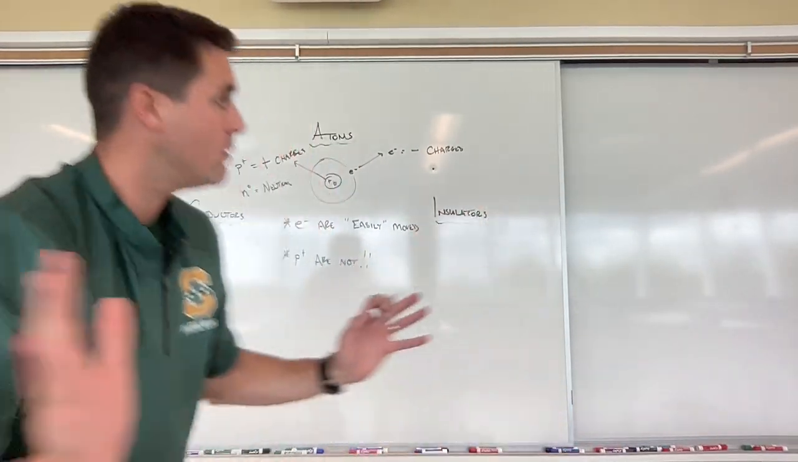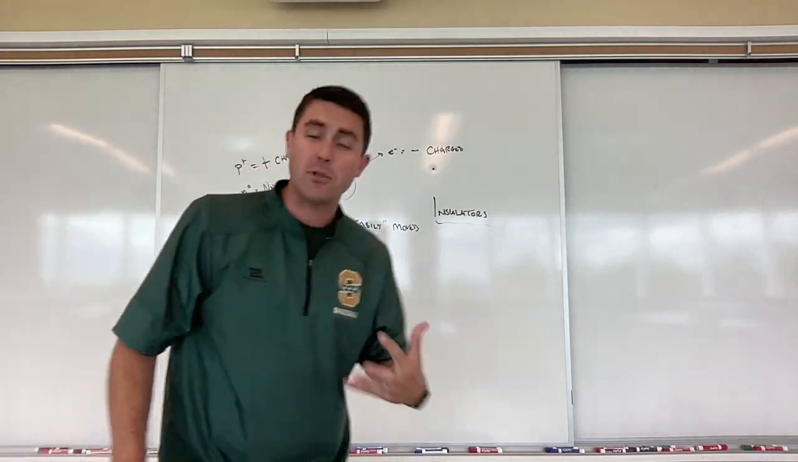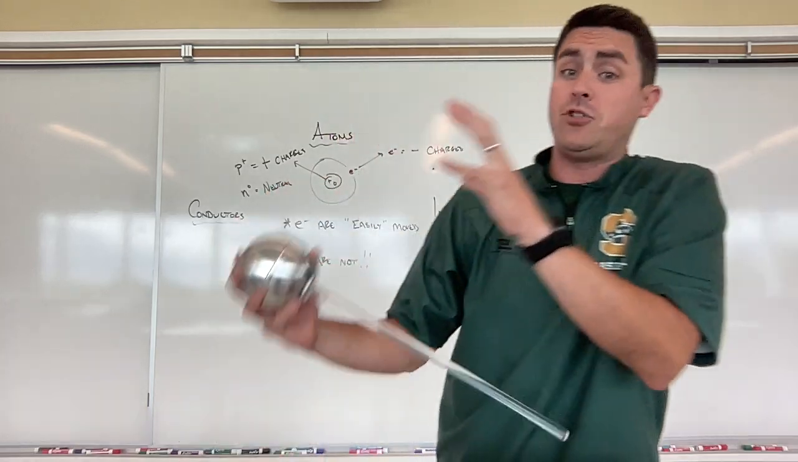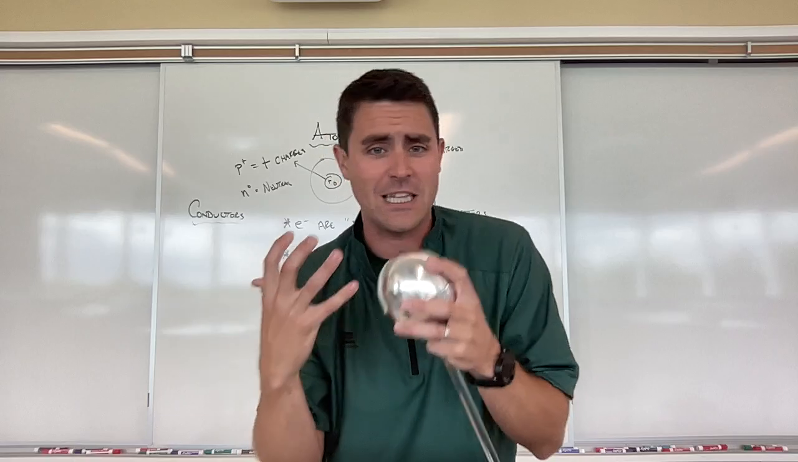Nuclear bomb. No protons should be moving. Let's look at an example of what a conductor does. Conductors are things like metals, things that are made of materials on the left side of the periodic table, things that typically have metallically bonded atoms.